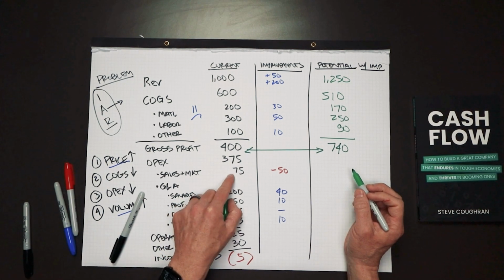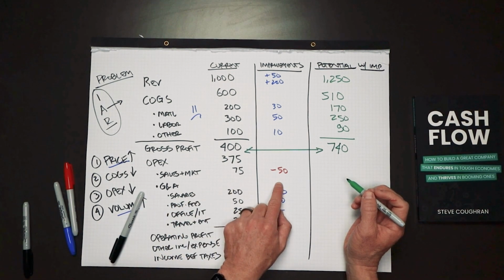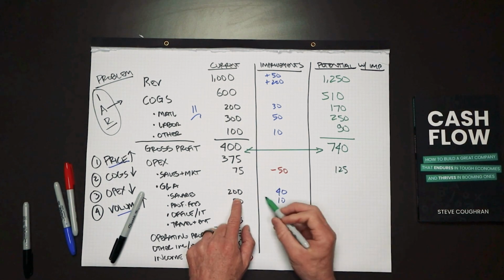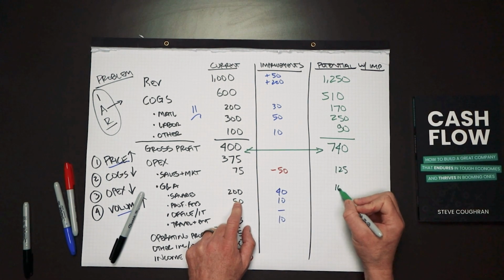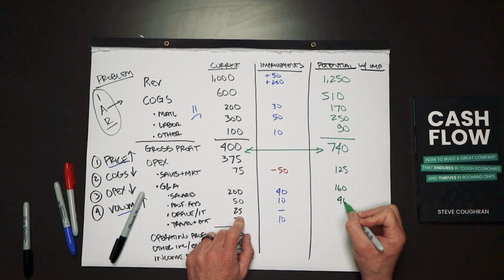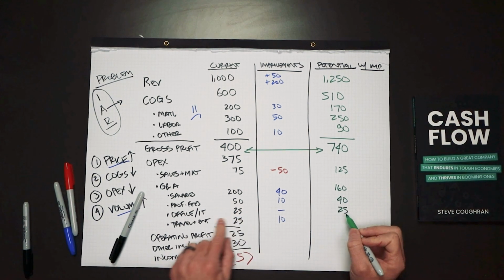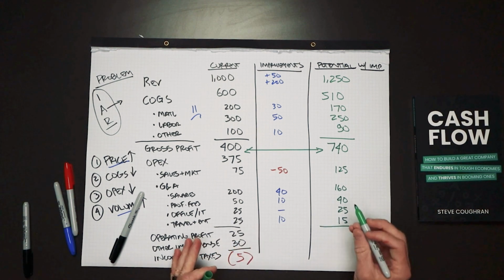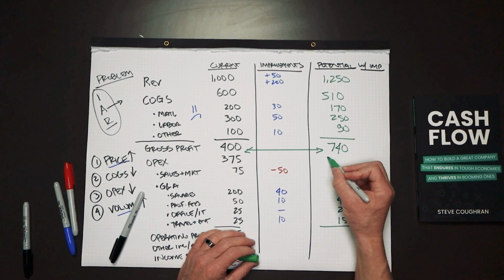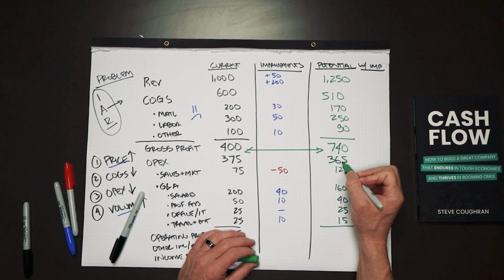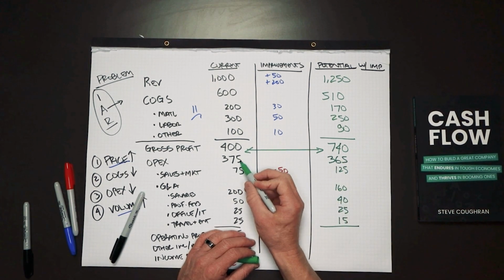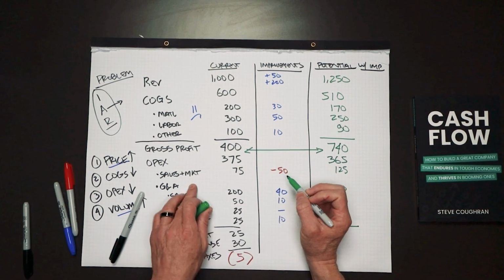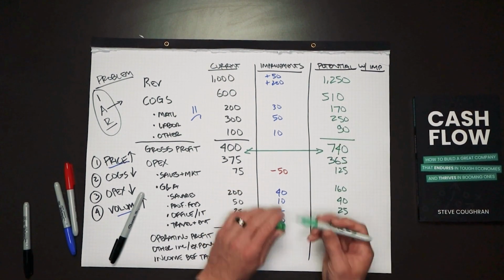Then we're going to look at OpEx. So OpEx, we're actually going up 50, right? So this goes to 125. We're going down by 40. So this is 160. This goes to 40. This stays flat at 25, office and IT, and then travel and entertainment goes to 15. Now, if I add this all up, we arrive at 365. So we really only reduce our OpEx by 10, but we reallocated $50 to sales and marketing, which is going to have a bigger impact on the top line.